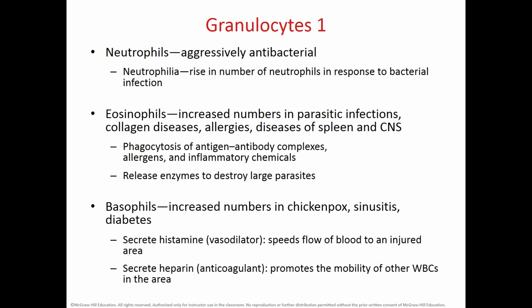Basophils increase in number when someone has viral infections like chickenpox, sinusitis, or diabetes, and they secrete chemicals like histamine, which is a vasodilator, so it basically enlarges the diameter of our blood vessels and speeds the flow of blood to an injured area. Also, they secrete an anticoagulant called heparin that promotes the mobility of other white blood cells in the area.